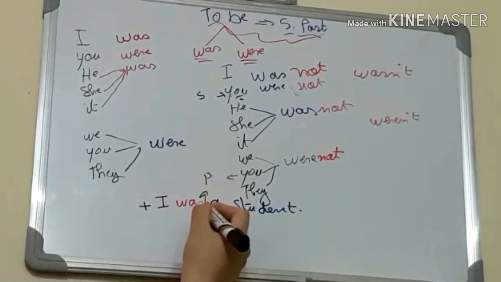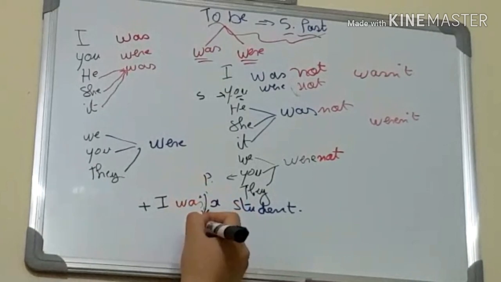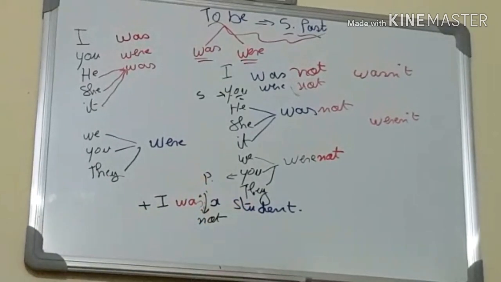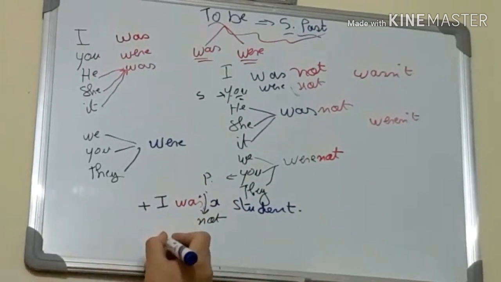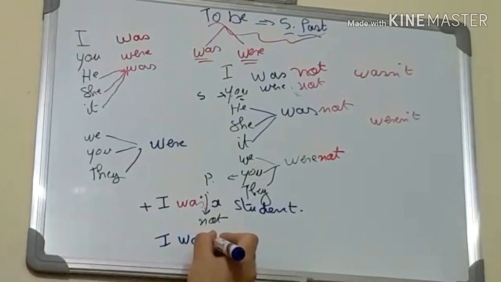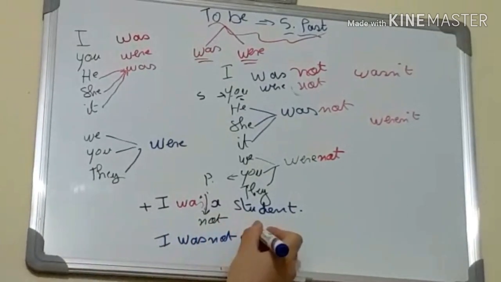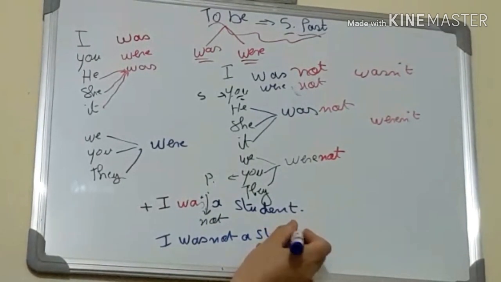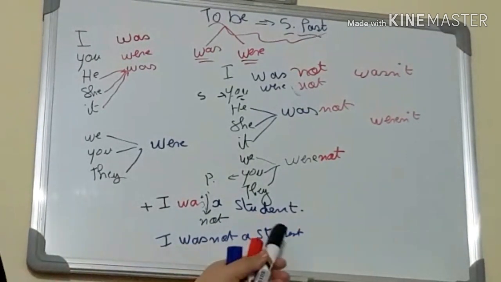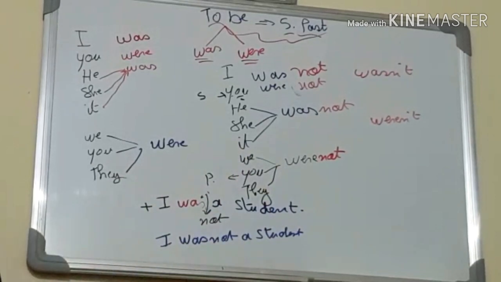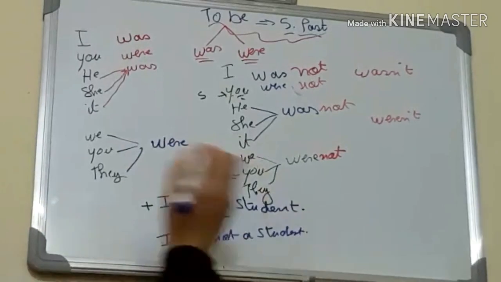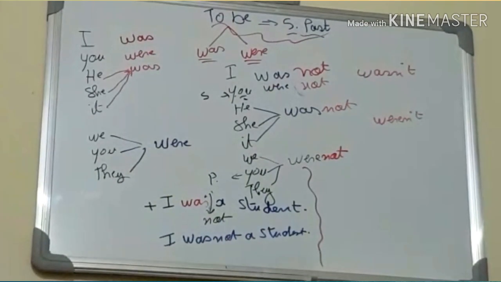Okay, we add not. And it became, okay, it became what? I was not a student. Yes, I was not a student. Or I wasn't a student. I wasn't, which is a short form. I will say I wasn't a student. Very good.